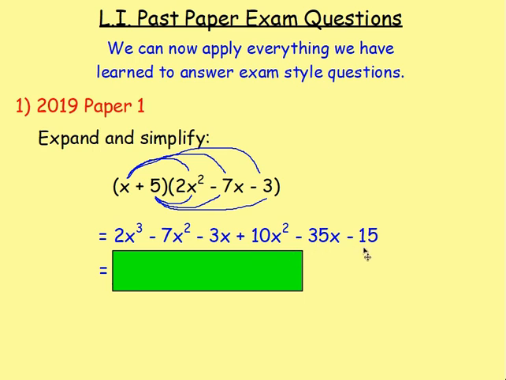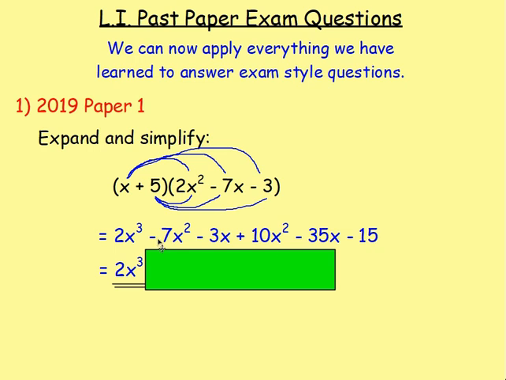Once you've done that, what do you do next? Well, don't you just gather your like terms? You do indeed. So x cubed, you've just got 2x cubed, there's no other x cubed. X squared, you've got negative 7x squared and plus 10x squared. So negative 7 plus 10 is positive 3. So that's how many x squareds we would have. Or you could think 10 take away 7 gives you 3x squared.